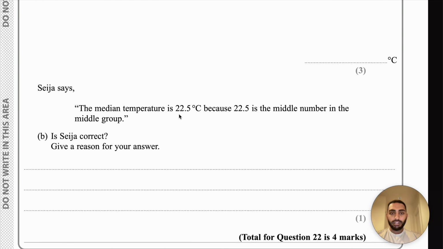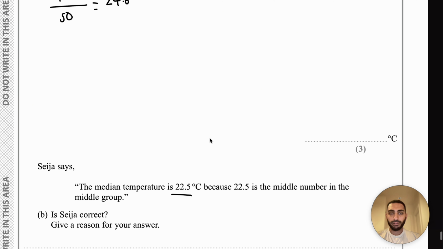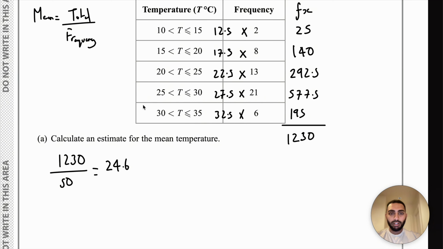Sajo says the median temperature is 22.5 because 22.5 is the middle number in the middle group. Is Sajo correct? Give a reason for your answer. So Sajo has thought if I take a look at all of these and I find the middle row and I find the middle of those two values, that would be my median.